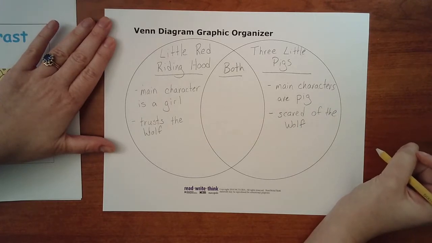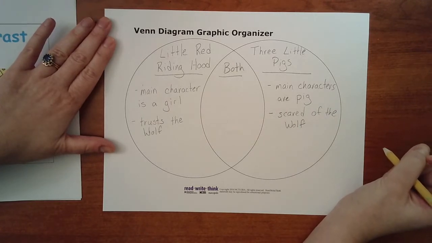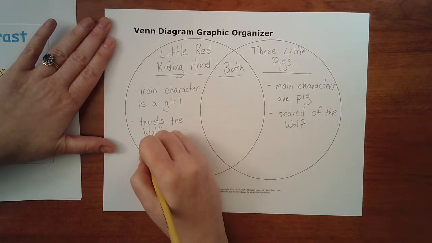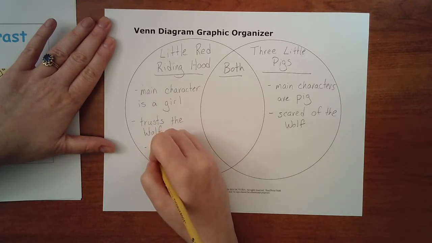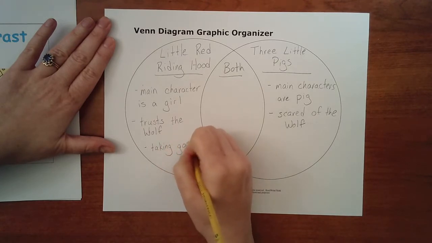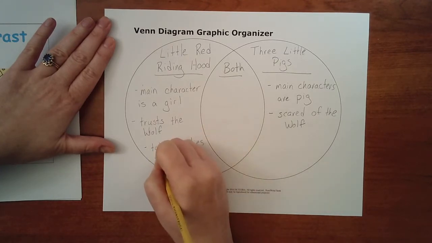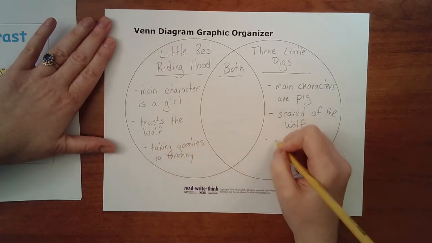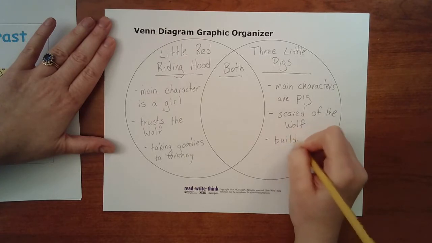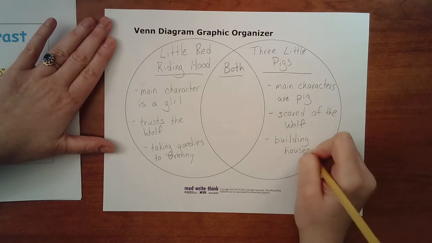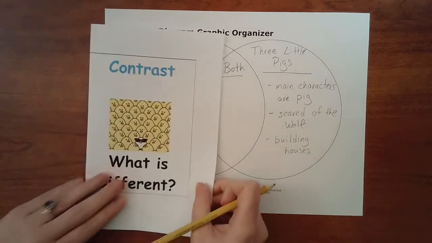What else is different about these two? There's lots of things that are different. One of the things that I think about is what they were doing in both of them. In Little Red Riding Hood, she was taking goodies, right? She was taking goodies to Granny. And the Three Pigs, they were building houses. So those are all things that are different. So we just did contrast.